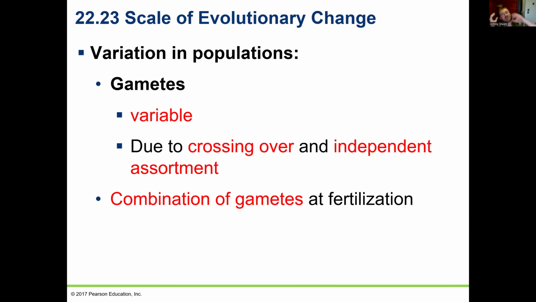Those just being when two chromosomes will exchange a portion of their DNA. And independent assortment claims that during cellular division, chromosomes are randomly assorted between the two daughter cells. So there's not a specific definable pattern.